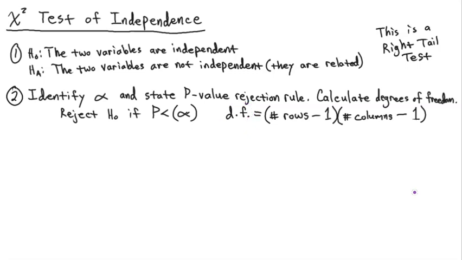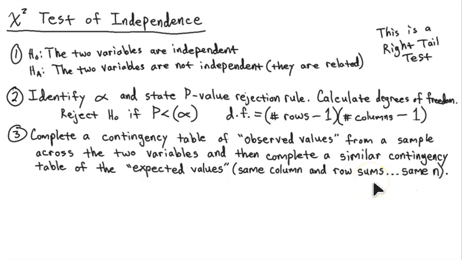What we have to do is we take the number of rows, which is basically the number of categories in one of the variables, and we subtract 1 from that number. Then we take the number of columns, which is the number of categories in the other variable, and we subtract 1 from that number also. Then we take those two numbers and we multiply them together, and that gives us our degrees of freedom.